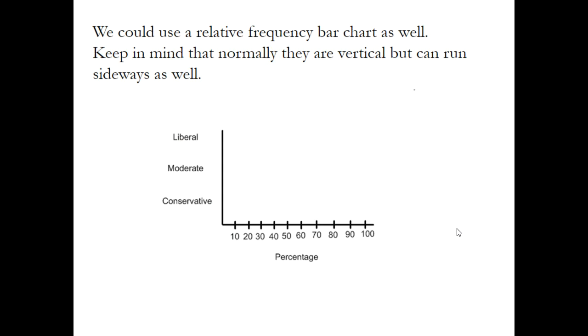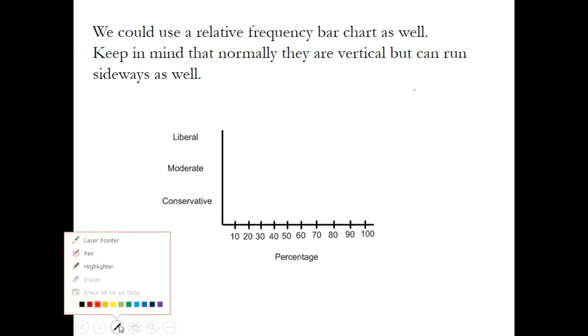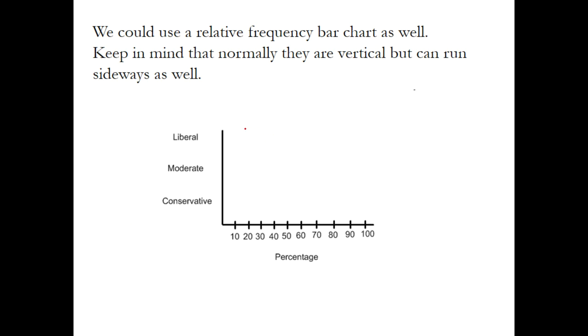We can also do them as relative frequency bar charts. In this case, we're talking about percentages on our bottom. So instead of doing count, we're going to do percentage. And this time, we're going to do them as horizontal bars. For liberal, again, 12, or if I remember correctly, 55%. Let me just make sure. Yeah, 54.5%. So I'd make a bar for liberal that goes out to 55%.